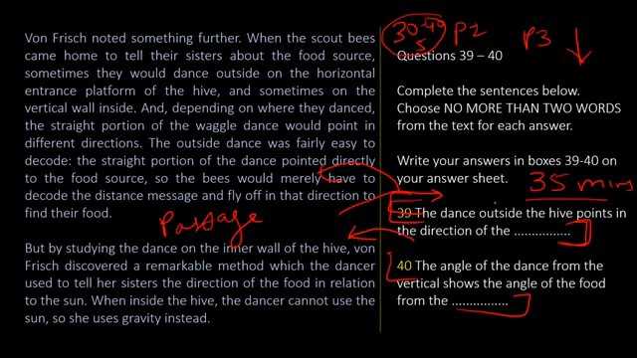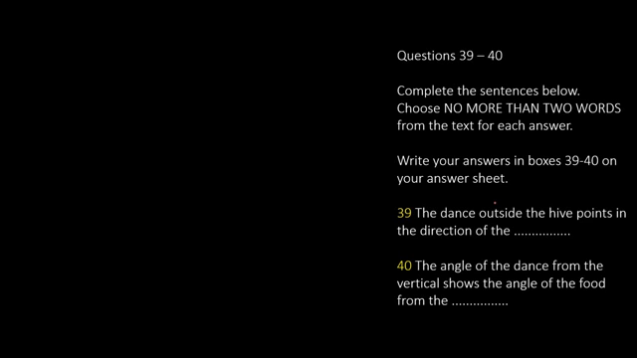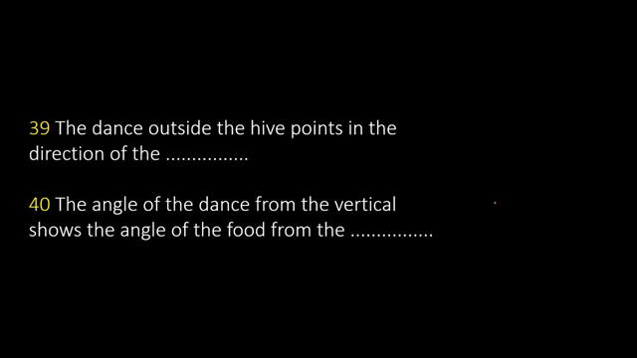Okay, so let's see what this method does and how we solve it. Eliminating the things which are not required here, and even the instructions, let's zoom in here. The dance outside the hive points in the direction of the blank. The verb method says that you have to figure out in the sentence what the verb is. For our sentence, that is question 39, points is the verb. True? You have to create a sentence by yourself.